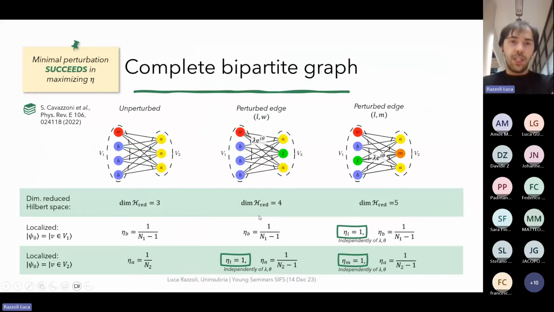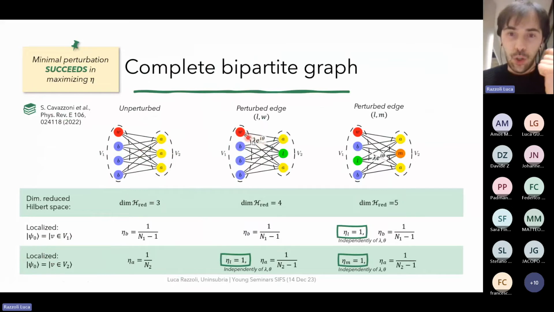So as an example, we can see how this approach works in the complete bipartite graphs. For the unperturbed graph, we see that the dimension of the reduced Hilbert space is 3, and we have a low transport efficiency for localized initial states. So here in the first subset of vertices, and this one for the other subset of vertices.